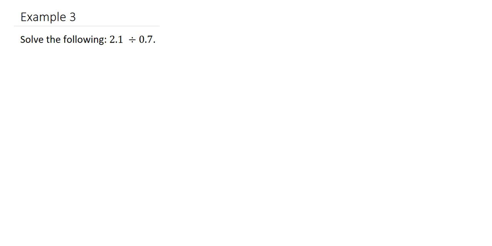Example 3. Solve for the following. We have 2.1 divided by 0.7. Well, let's go ahead and go 2.1 divided by 0.7. Now we move the decimal over to the right of the 7 because we can't have a decimal in the divisor. Then whatever we do, we have to move it in the dividend. So we move it over 1, 2 there.